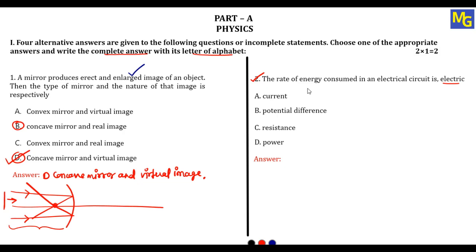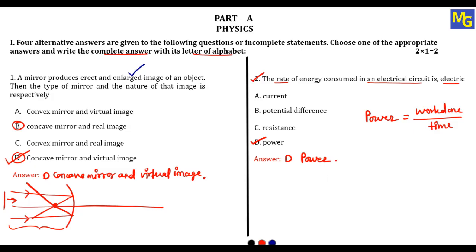So the rate of energy consumed in an electric circuit is nothing but what? It is power, because we know power. What is the formula for power? Power is nothing but work done divided by time. So what is work done here? Work done is nothing but energy consumed in an electric circuit. And rate means time. So work done divided by time is power, and therefore the correct option is D. I'll write it here, option D, and then in front of this we have to write power. So this is the answer for question 2.